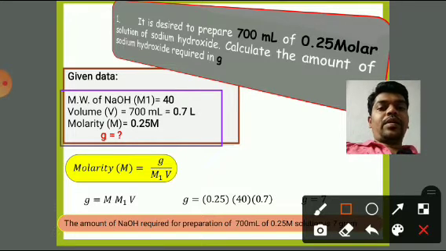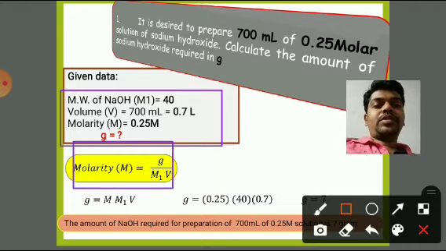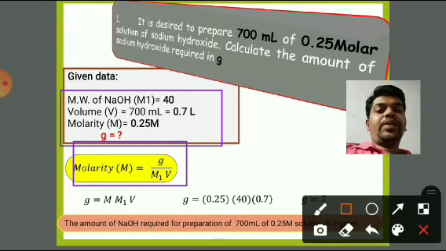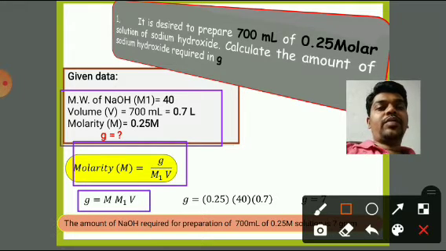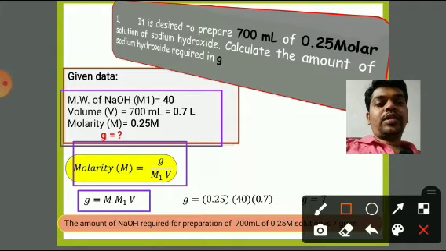And we have to calculate the gram. So we know the formula for the molarity in terms of gram, that is capital M equal to G upon M1 into V. From this formula we can calculate the value of G, the gram weight of the solid, that is G equal to M into M1 into V. So this is just a modification of the expression for the molarity.